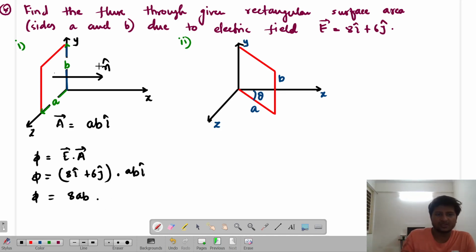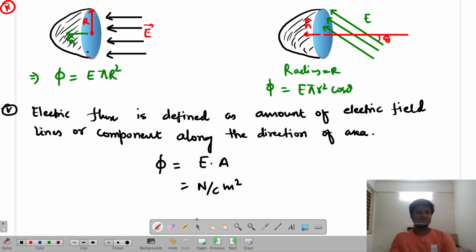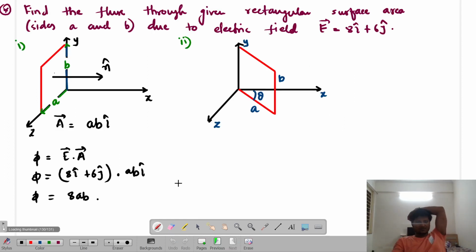Now the point is simple. This is my flux over here. Now you can also decide what will be the SI unit of flux. Flux is written as E dot area, isn't it? Now E is written as Newton per Coulomb, and area is meter square. So what will be the flux? SI unit: Newton meter square per Coulomb. Are you able to get it or not?